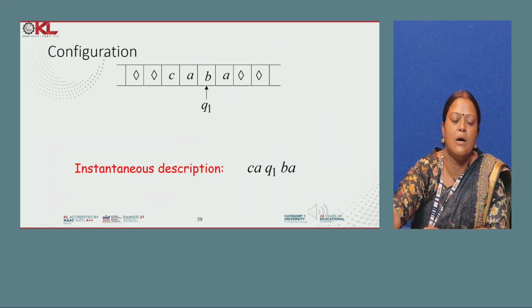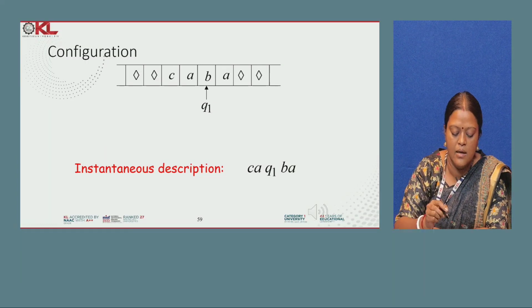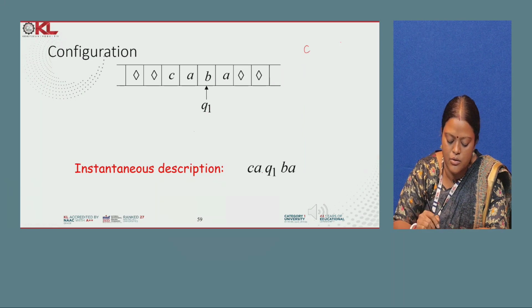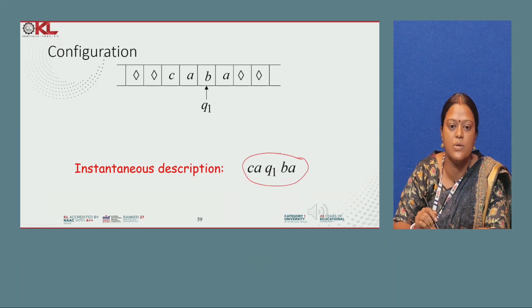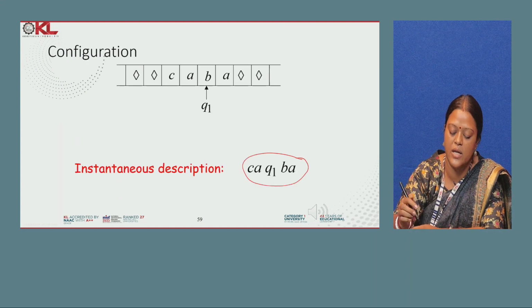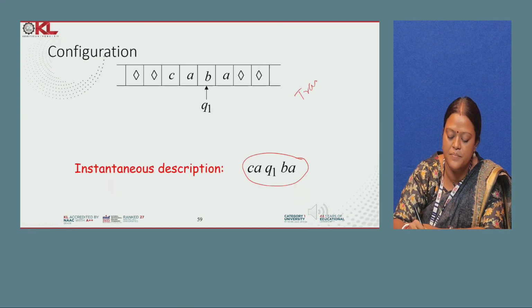Now if we see any transition, here the input is C, A, B and A, and Q1 is pointing to B. So we can write this; it is called an instantaneous description. Again, in a Turing machine we can represent our machine by three things: one is the instantaneous description, another is the transition table, and another is the transition diagram.